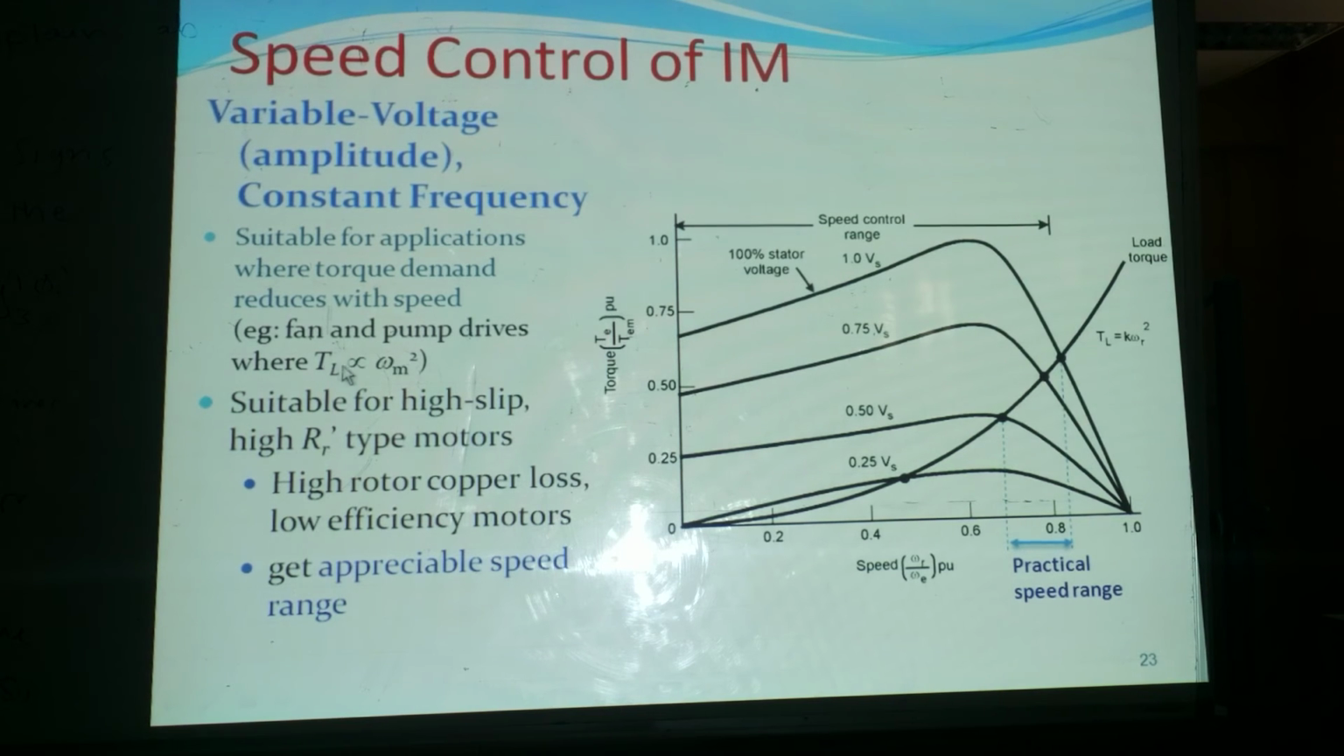Torque is directly proportional to the square of the motor speed, and it is suitable for high slip, high rotor resistance type motors where high rotor copper losses and low efficiency take place, and we get an appreciable speed range. Speed range is this one.